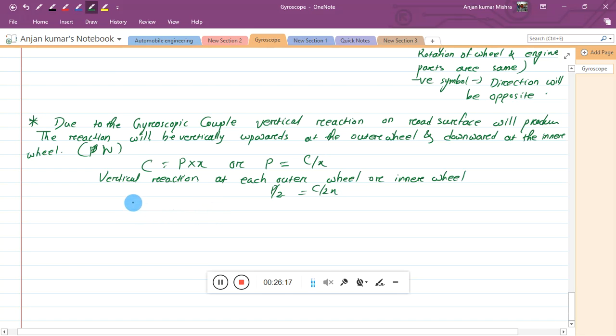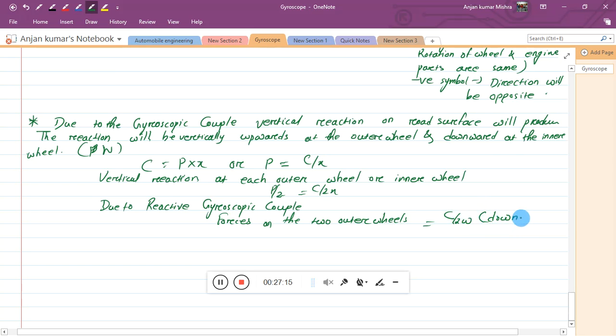ओके, सो जो रिएक्टिव जायरोस्कोपिक कपल की वजह से, due to reactive gyroscopic couple, forces on the two outer wheels that is equal to Cy by 2w. आउटर व्हील मतलब ईच व्हील के बारे में बात कर रहा हूं, दैट इज डाउनवर्ड. देखो जो रिएक्शन था वो अपवर्ड था, ठीक है, दैट इज ड्यू टू द एक्टिव जायरोस्कोपिक कपल.